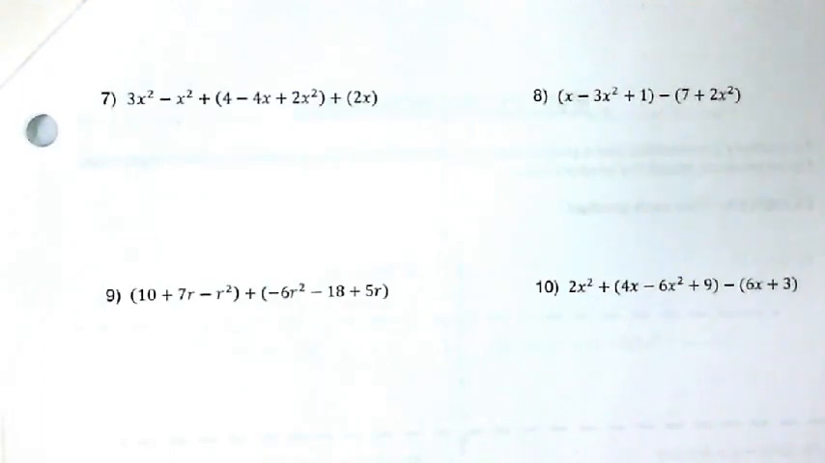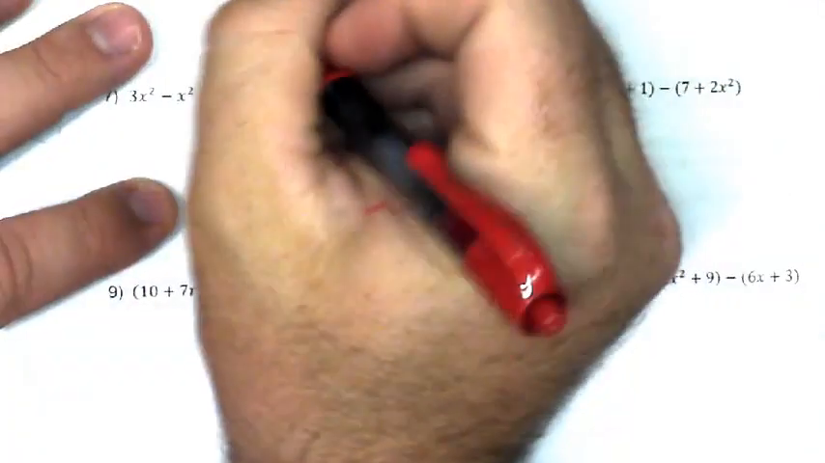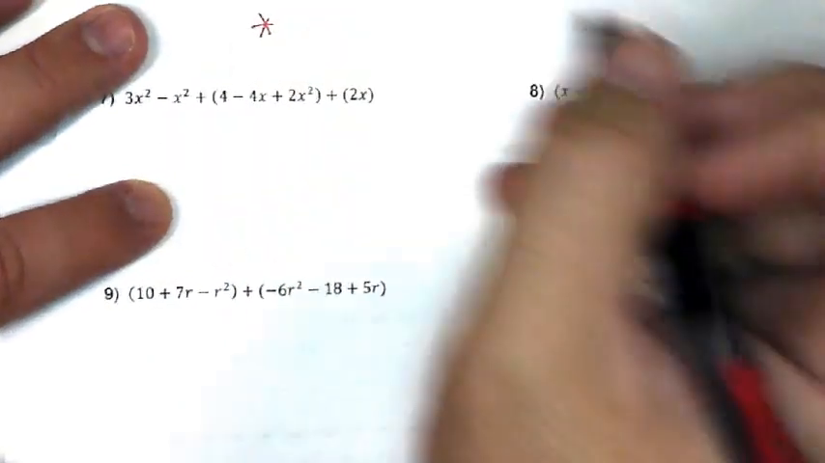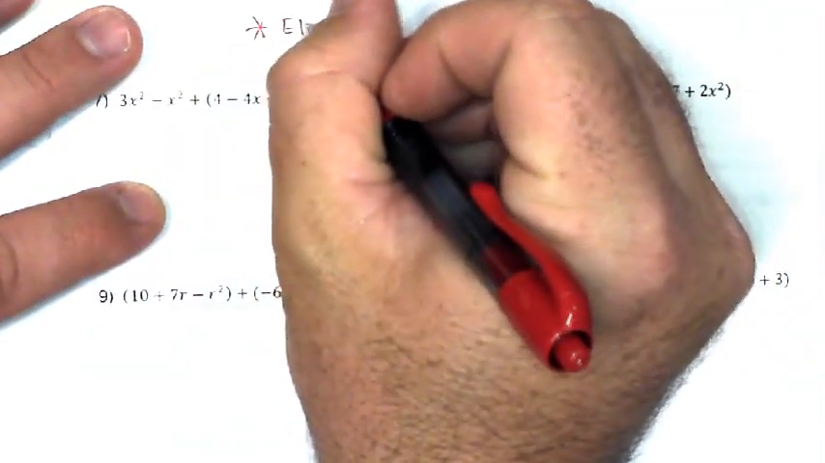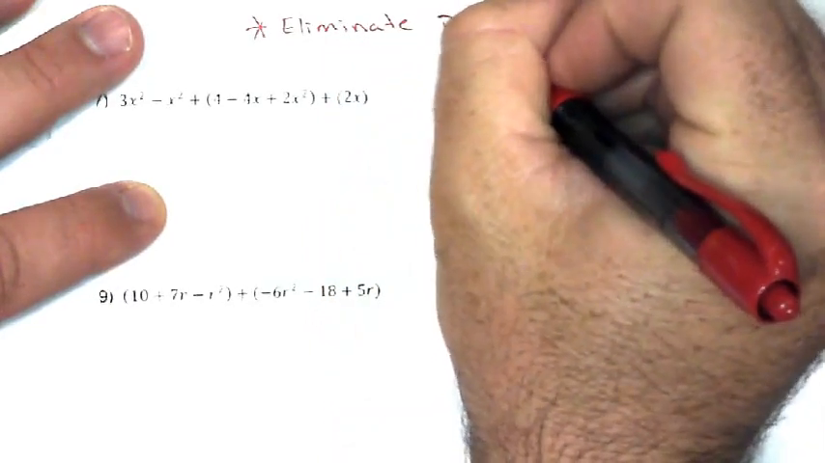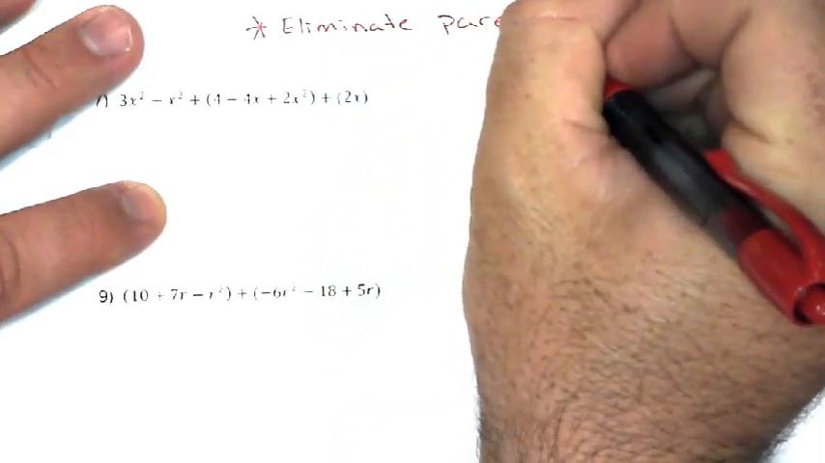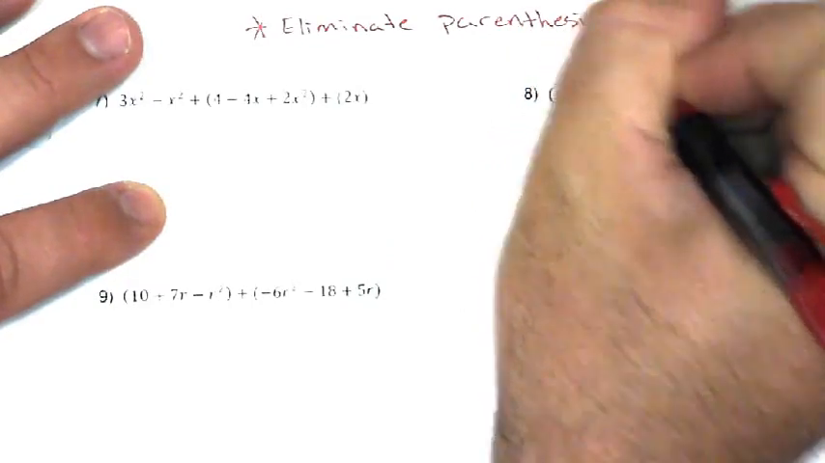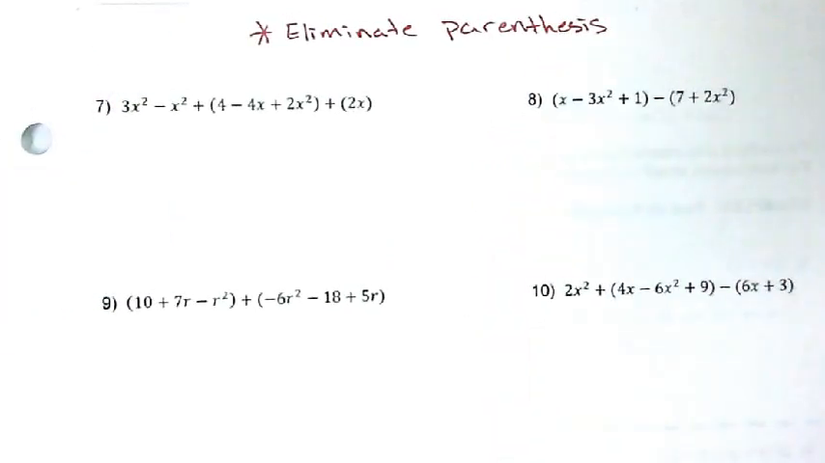All right, so moving on to page number 2. One of the biggest things that we need to understand is the first step that we need to do. Step number 1, and one of the most important steps, is eliminate our parentheses. Distribute, whether it's a positive or a negative, first. Okay, so here, question number 7.